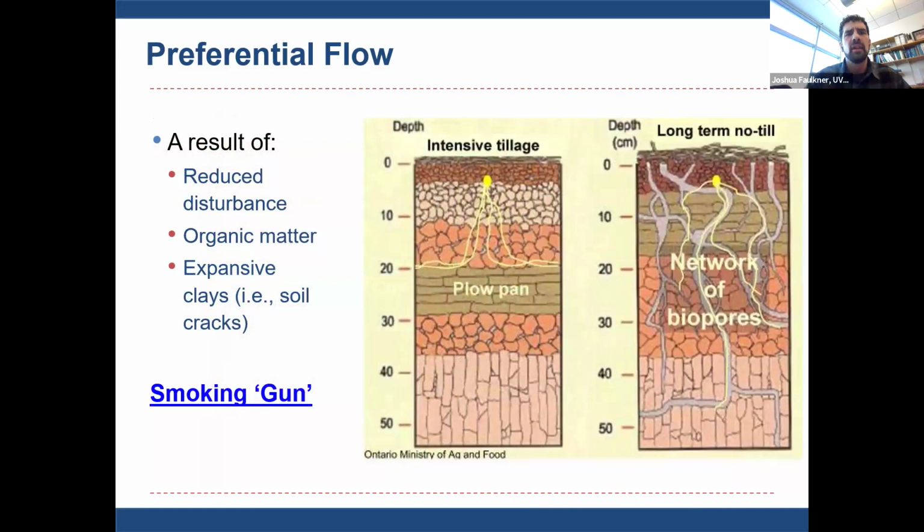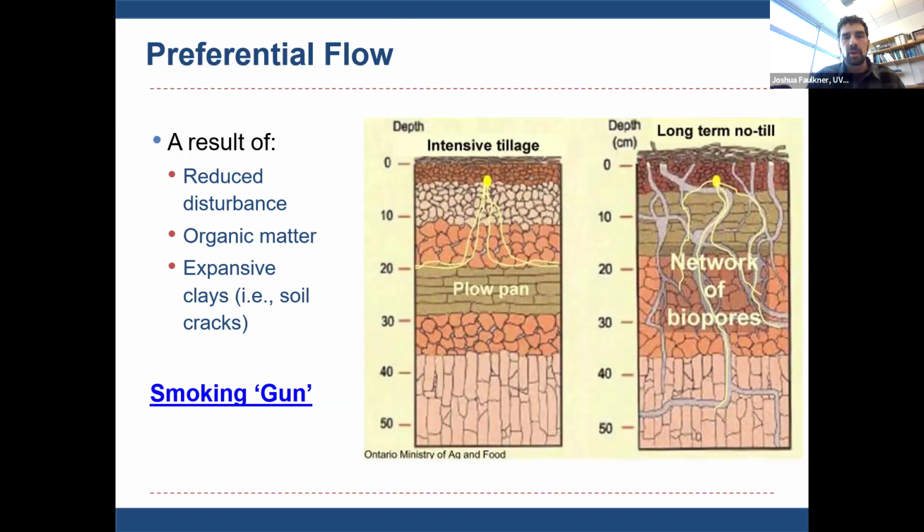Preferential flow paths are often a result of reduced disturbance. And I'll talk a little bit about the pros and cons of reduced disturbance after our break here. And they can be biopores formed from roots or biopores formed from earthworm burrows and things like that, or soil cracks, which we have in the Champlain Valley.